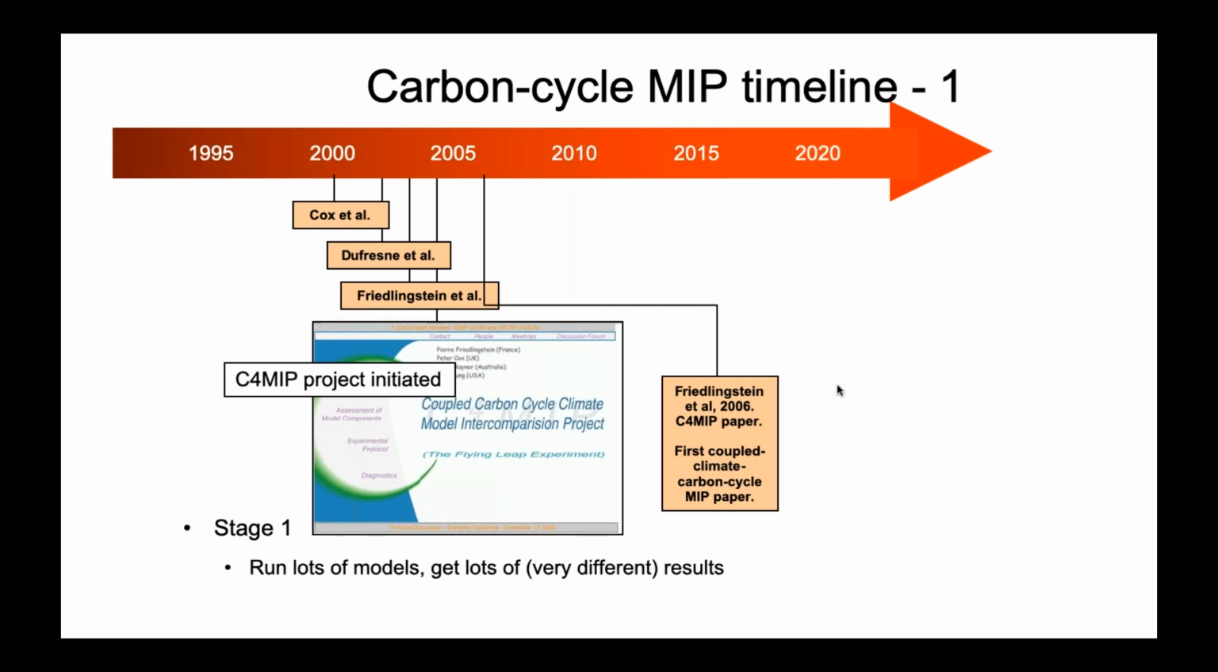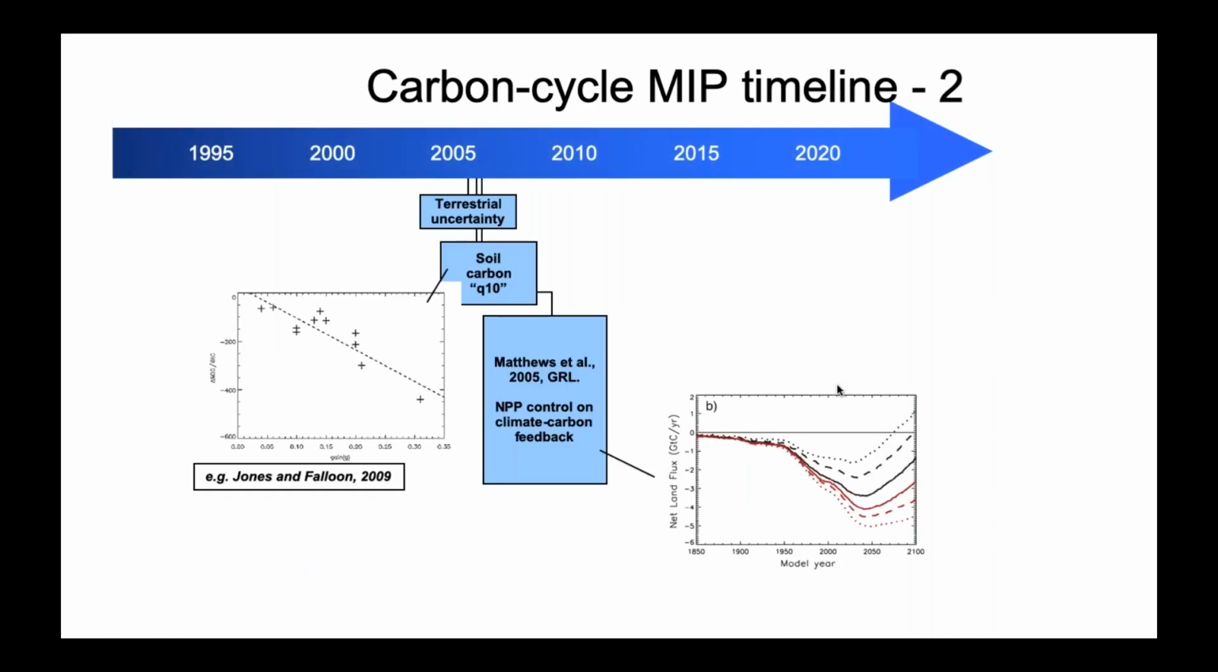But in terms of understanding what was going on in those models, it was rapidly clear that most of the spread between the models was in the land surface and not the ocean carbon response. And there was initially some focus on soil carbon as the biggest store and its sensitivity to temperature, so things like the Q10 response. And Damon Matthews did some nice work early on as well, looking at the sensitivity of vegetation productivity, so NPP, as a control on the climate feedback.